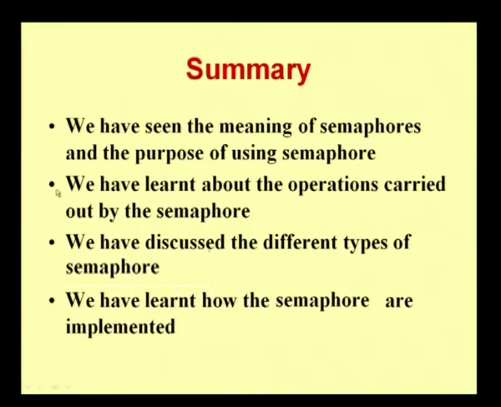Now, let us summarize whatever we have seen in today's lecture. We have seen what a semaphore is, the meaning of a semaphore, and the purpose of using a semaphore. We have learnt about the operations carried out by a semaphore. There are three different operations. The first and foremost is initialization, then increment, and decrement. So initialize, increment and decrement are the three operations carried out by a semaphore.